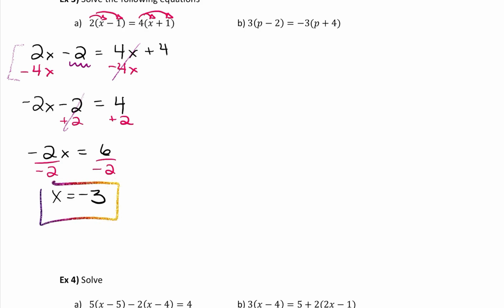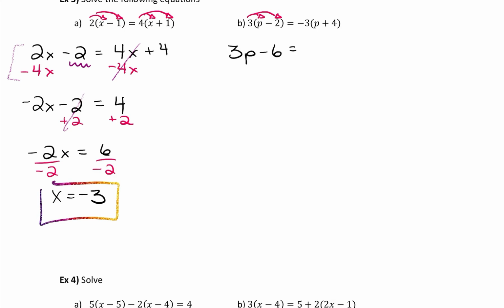All right, let's try b together. First thing we're going to do is multiply the 3 on the left. 3 times p is 3p. 3 times negative 2 is negative 6.